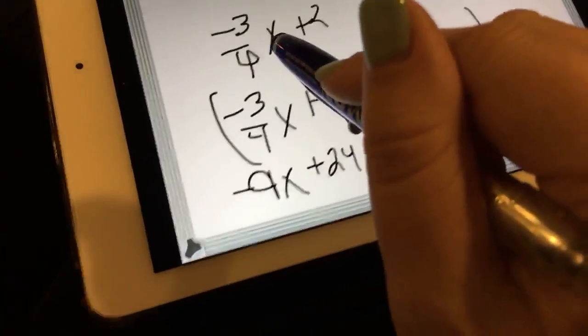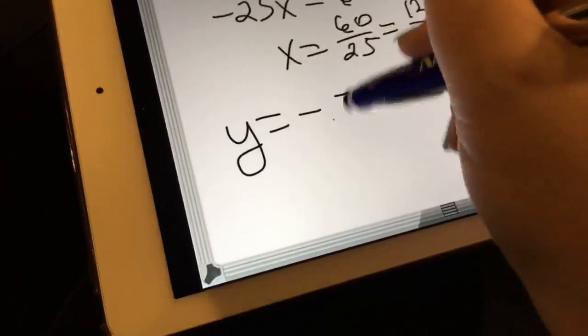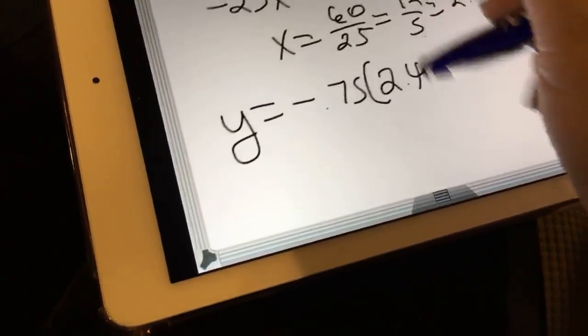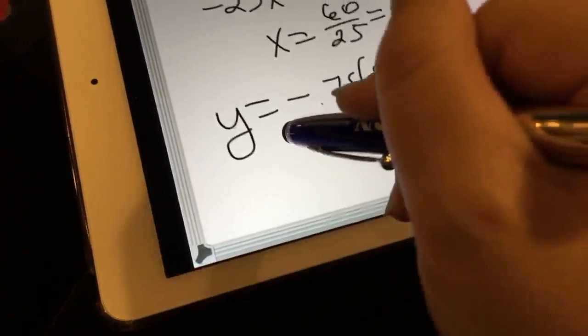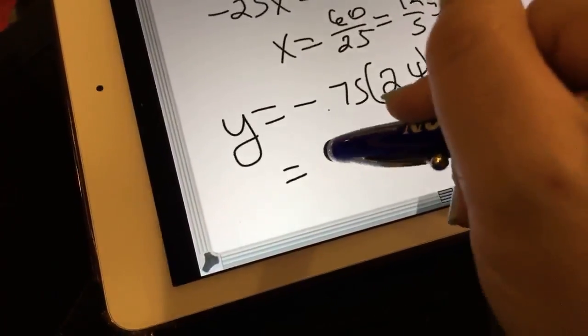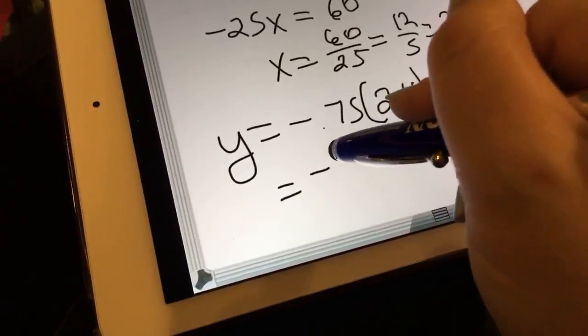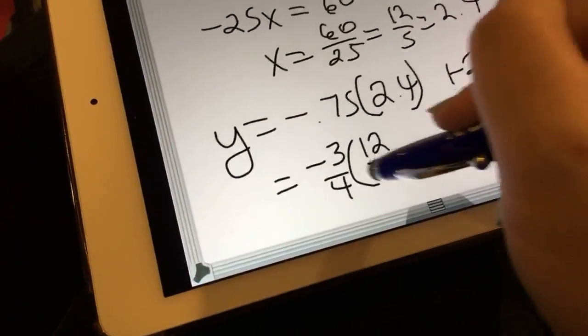Okay, so going back, negative 3/4 x plus 2. Y equals negative 0.75 times 2.4 plus 2. And that's going to be, oh, it's actually easier if I do it as fractions. Negative 3/4 times 12/5.